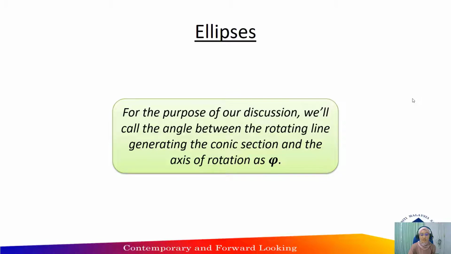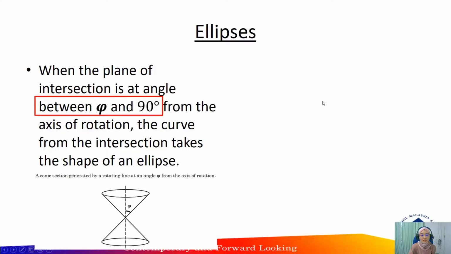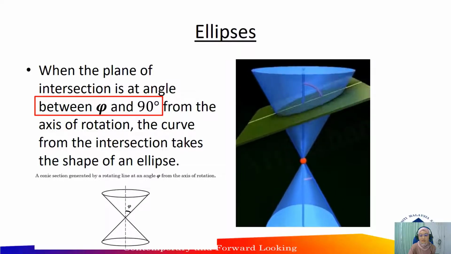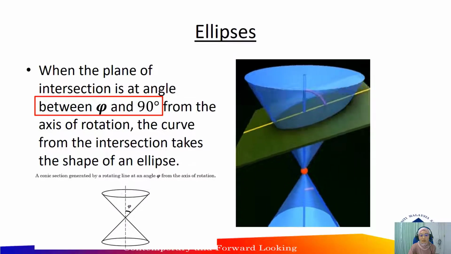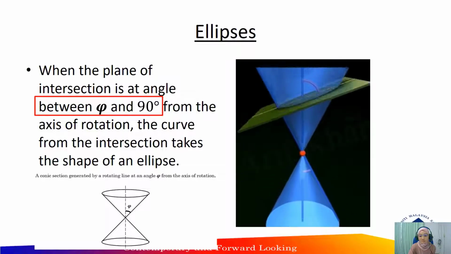The next conic section is the ellipse. For the purpose of our discussion, we will call the angle between the rotating line generating the conic section and the axis of rotation phi. When the plane of intersection is at an angle between phi and 90 degrees from the axis of rotation, the curve from the intersection takes the shape of an ellipse. This is the illustration, so we will get an ellipse shape.